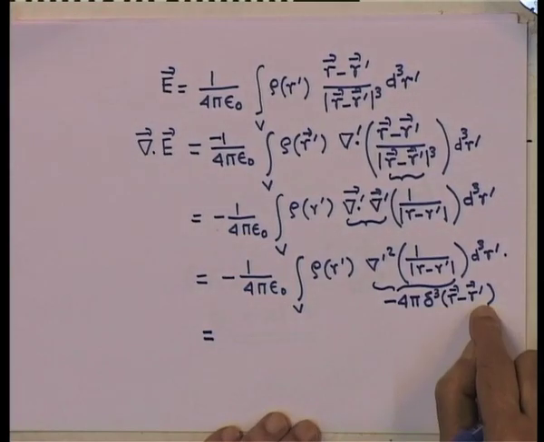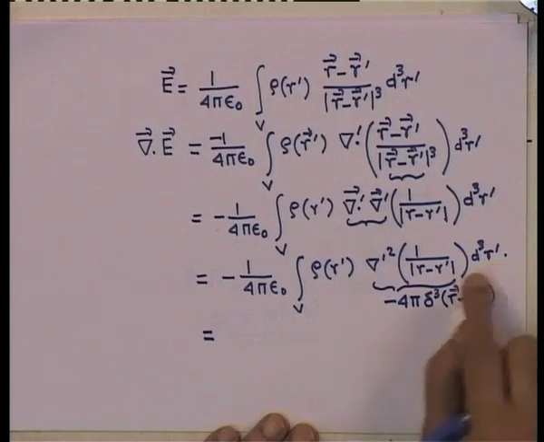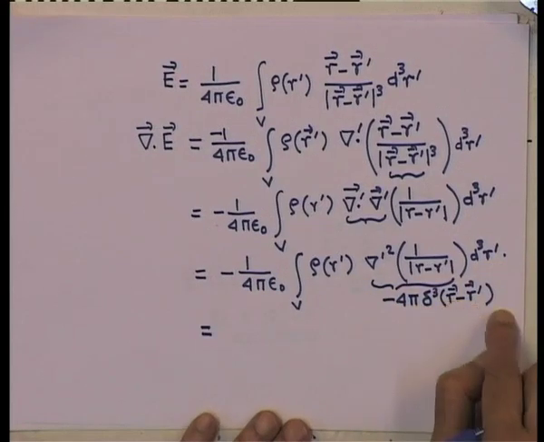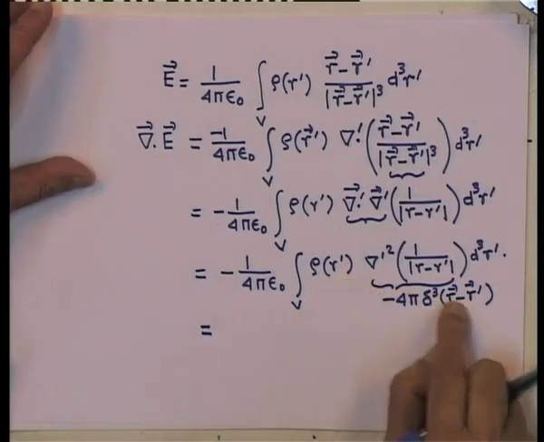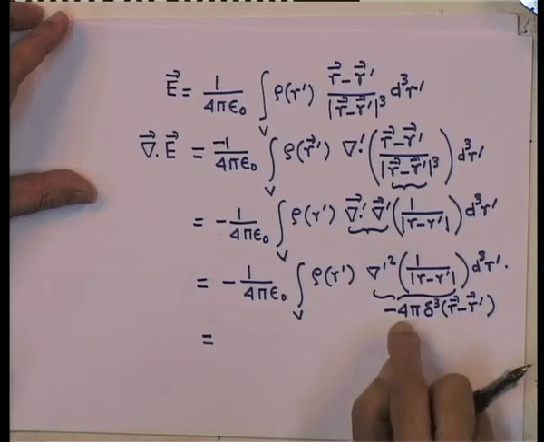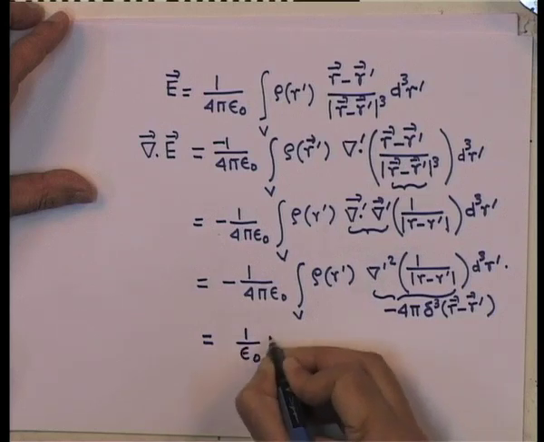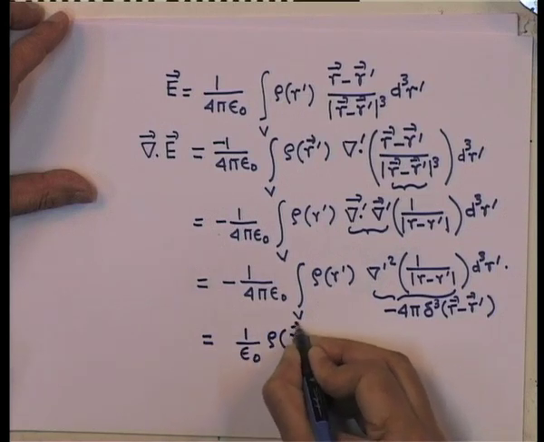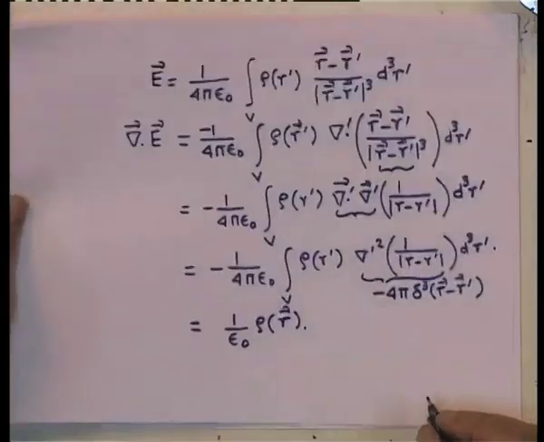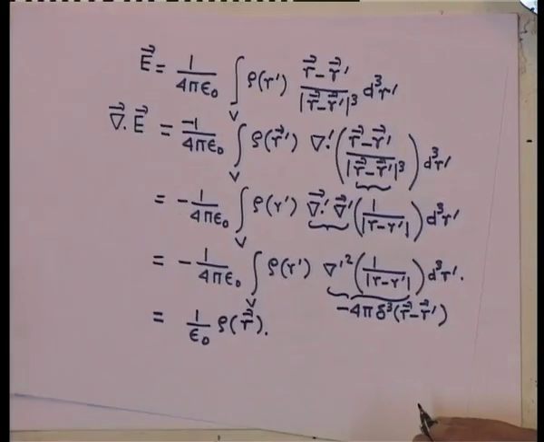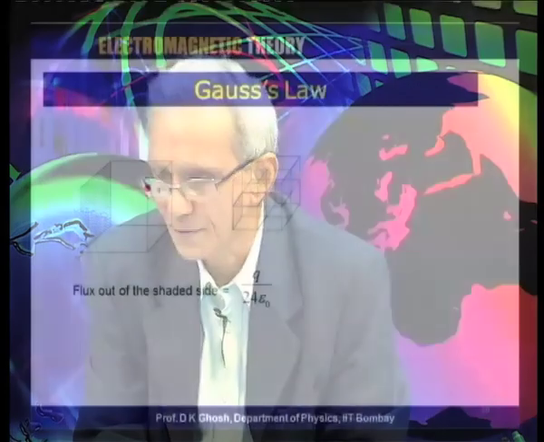Once I have a delta function, this integral is easy, because at all points other than r equal to r prime, the delta function vanishes. So, I only have contribution from r equal to r prime. There is already a minus sign, and 4 pi cancels. I will be left with 1 over epsilon 0 times rho of r, which is exactly what we derived using the definition of the flux. But you notice this is hard work. Let me illustrate the calculation of flux by taking a few examples.